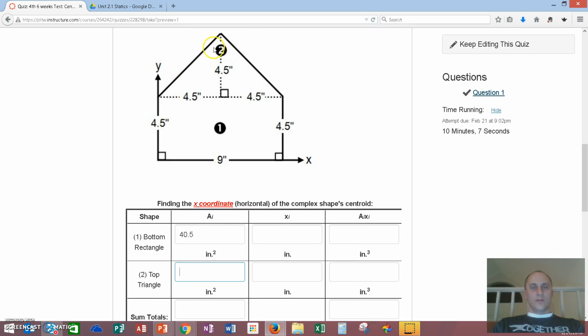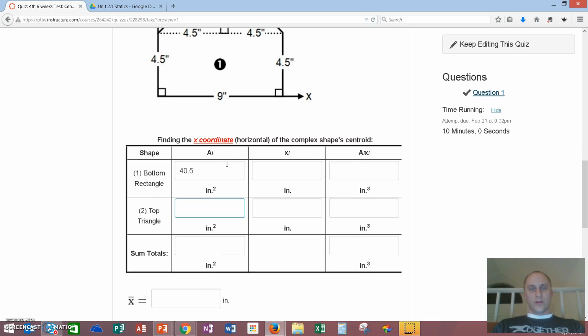We have this triangle that has a base of 9 inches and a height of 4.5. And if we recall, the area for a triangle is 1/2 base times height. So we just do that on our calculator. 0.5 times 4.5 times 9 equals 20.25. Now we'll come down here and simply add those two numbers together. We can do that in our head, 60.75. And feel free to confirm that on a calculator if you'd like.